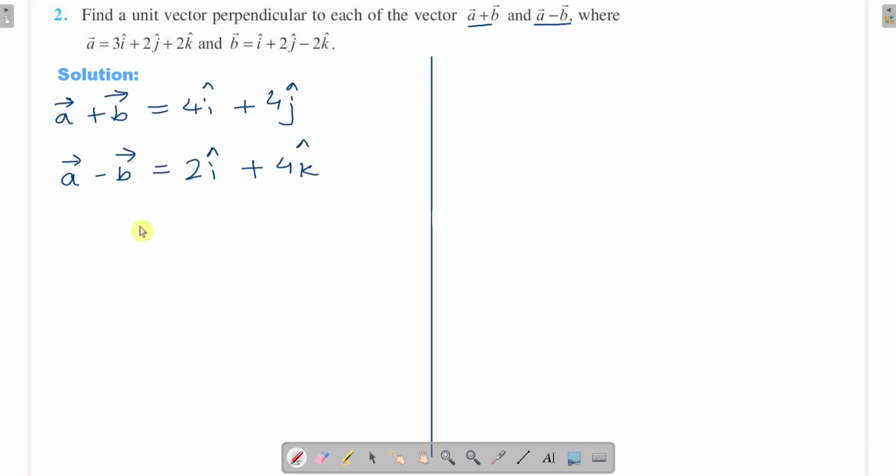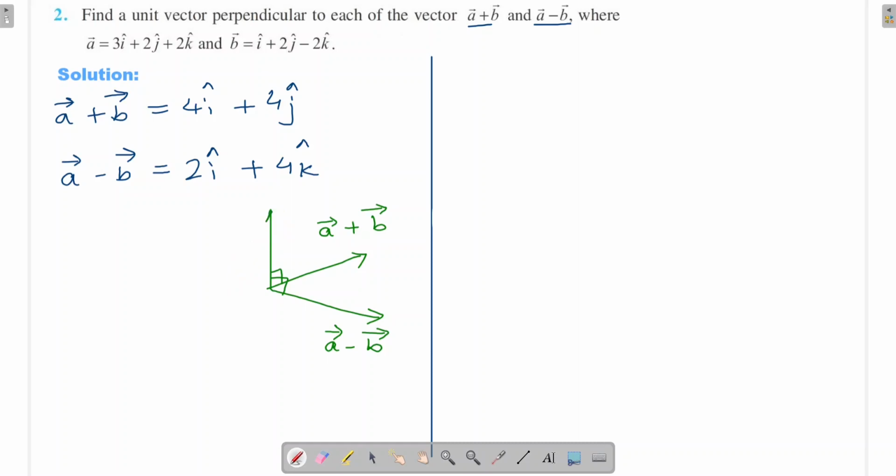So these two vectors you have. Now if you draw these two vectors like this here, this is A bar plus B bar and this is A bar minus B bar. Okay. So the vector which is perpendicular to both of them will be like this here. So the vector will be in this way, right? So these two vectors are perpendicular to this vector.